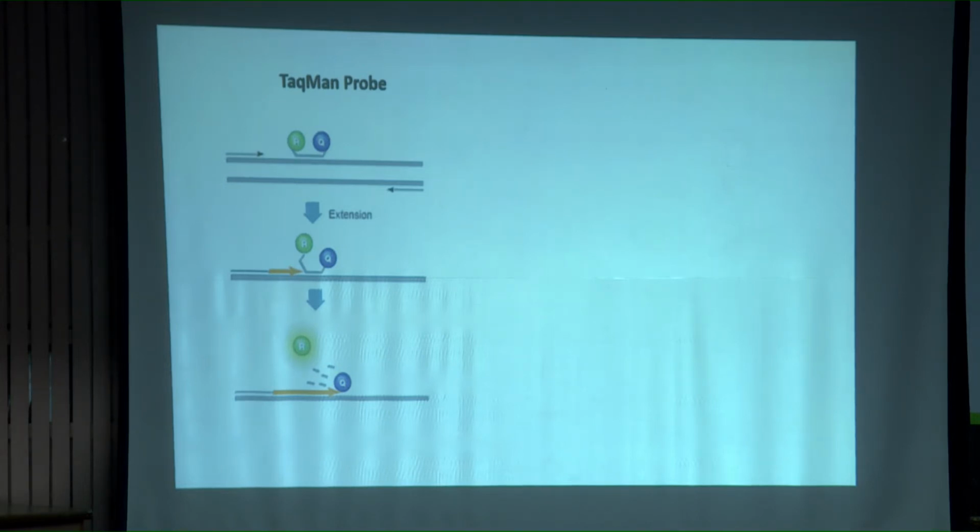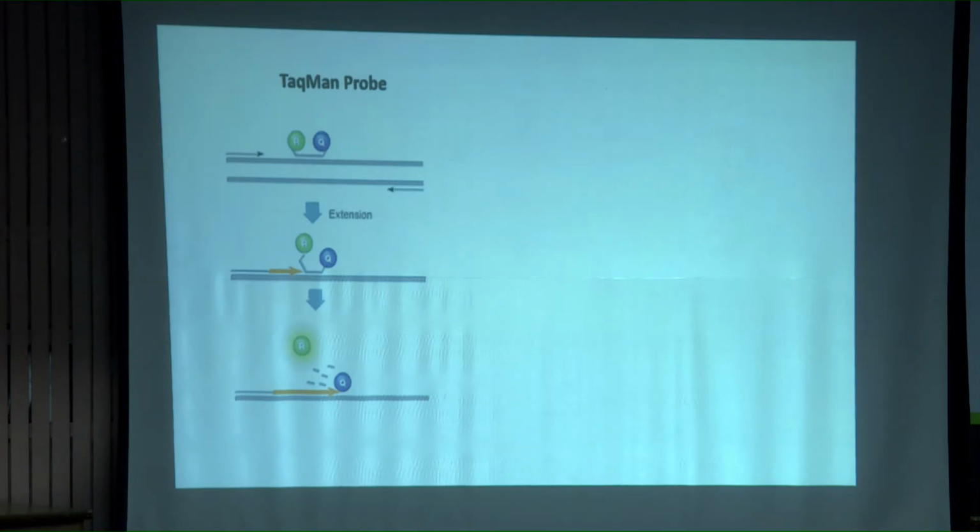So what happens in the first step? Double-stranded template is converted into two single strands. You facilitate so-called complementary binding. The probe will go and bind. Correct? Is it clear?